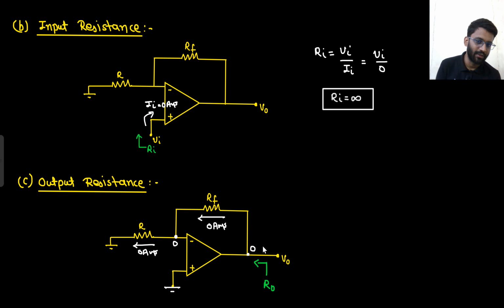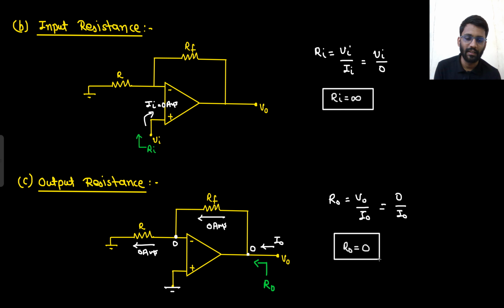So V naught is simply equal to 0 only. So what is your R naught? R naught is V naught by I naught. But here you can see that since input is gone, this node is also 0. This node is grounded, this node is also grounded. If this node is grounded, that means there is 0 ampere current, the same current is flowing through RF. So V naught will be 0 only. So V naught is 0 by I naught. So R naught is simply becoming 0.